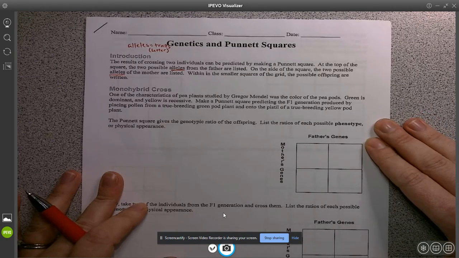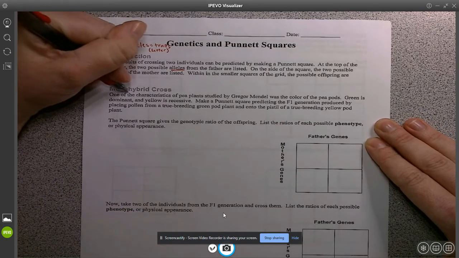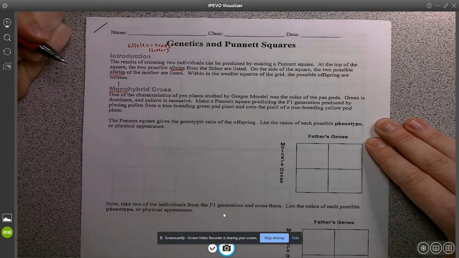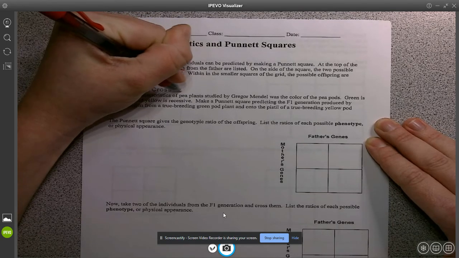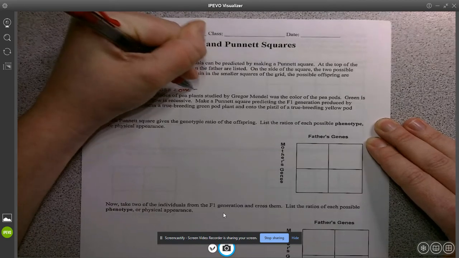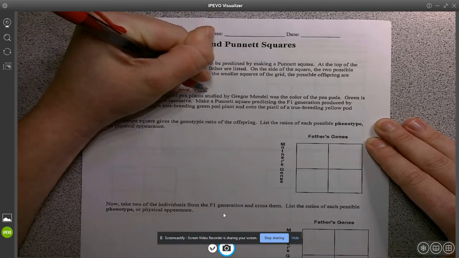Monohybrid crosses. So remember the prefix mono means one. So we're looking at one trait with monohybrid crosses. So I'm going to put one trait.